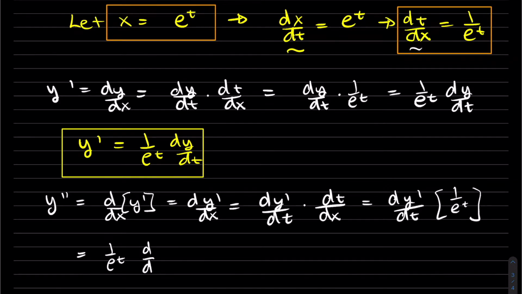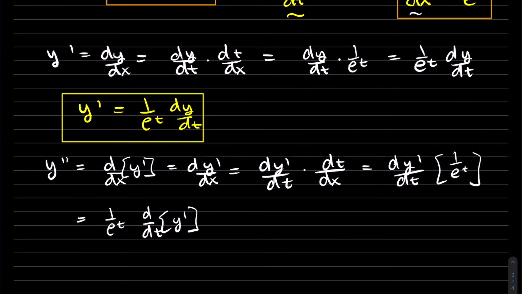The derivative in terms of t of y prime, that's the same as that, just dropping it down, changing our notation. And we have what y prime is. Y prime is right here. So I replace it.